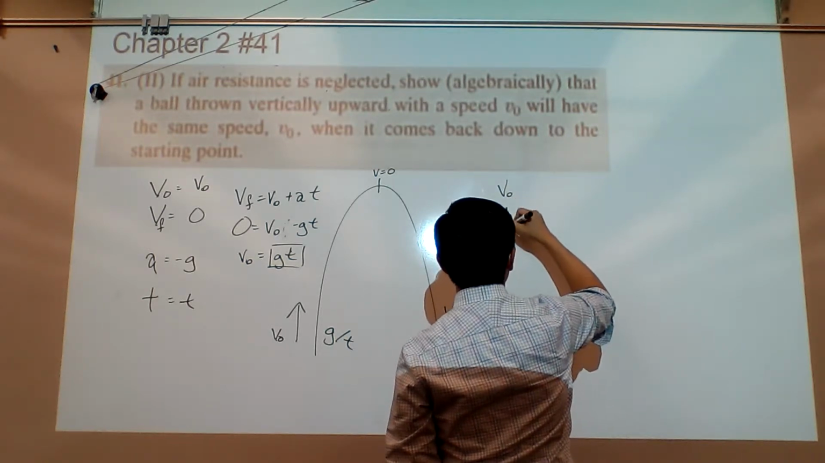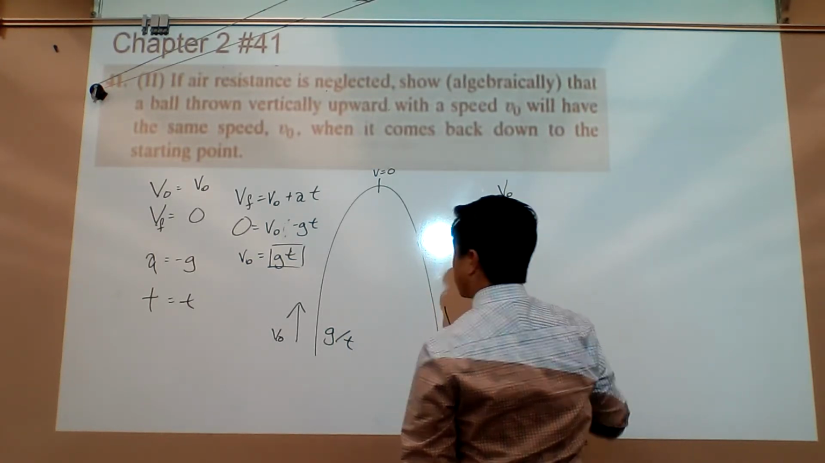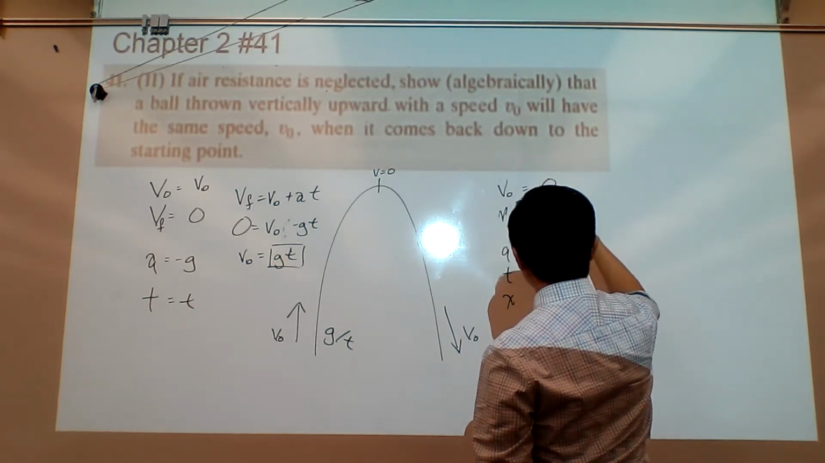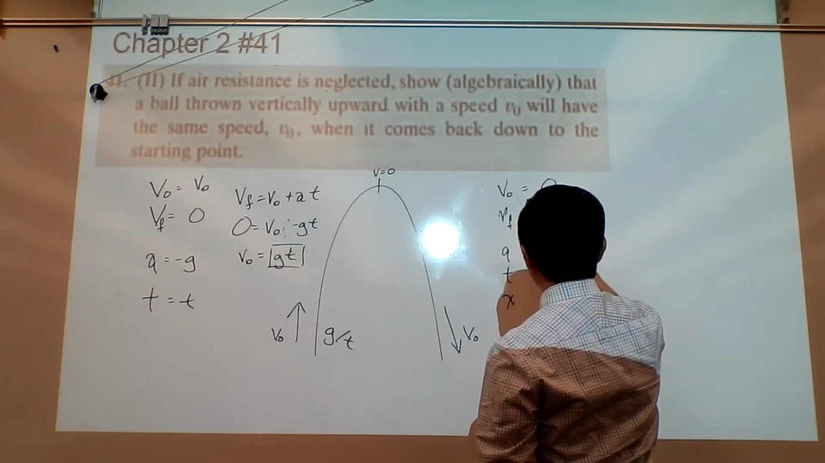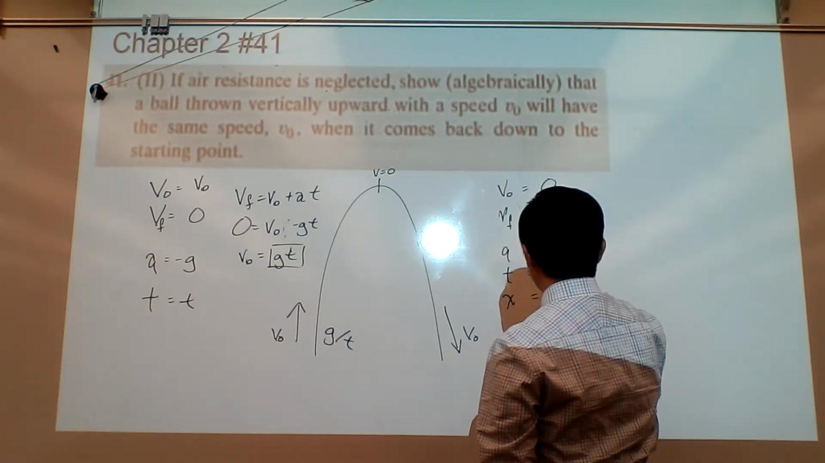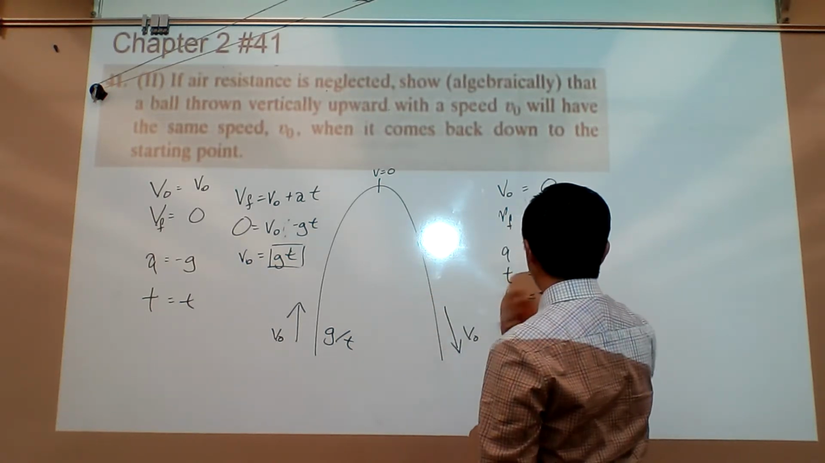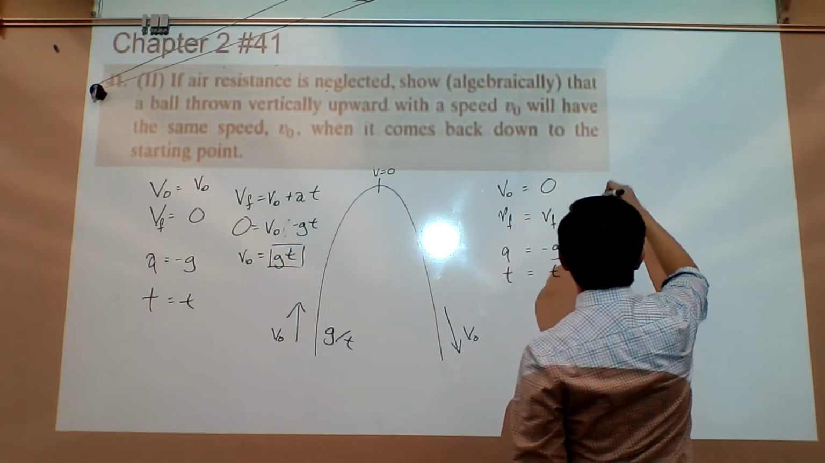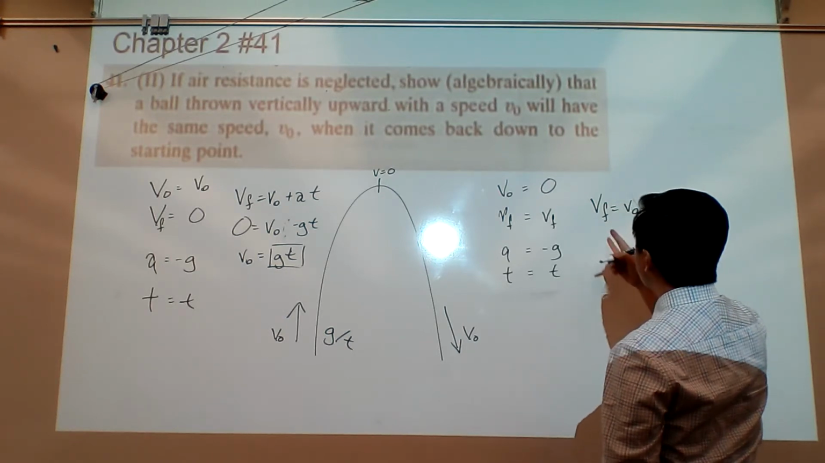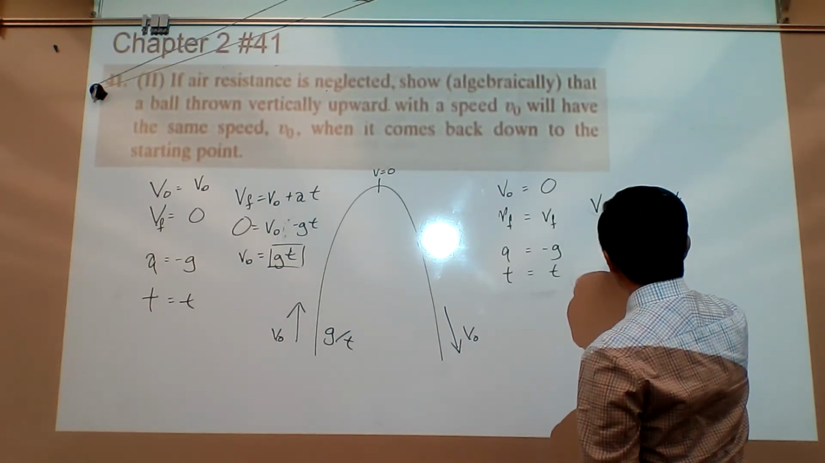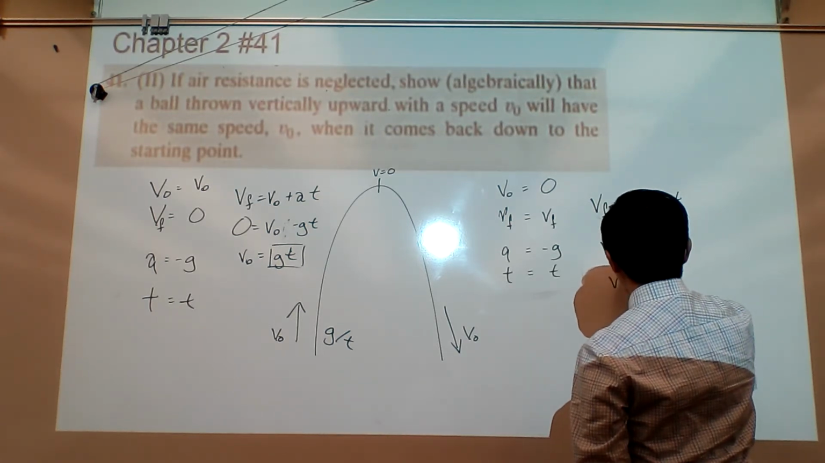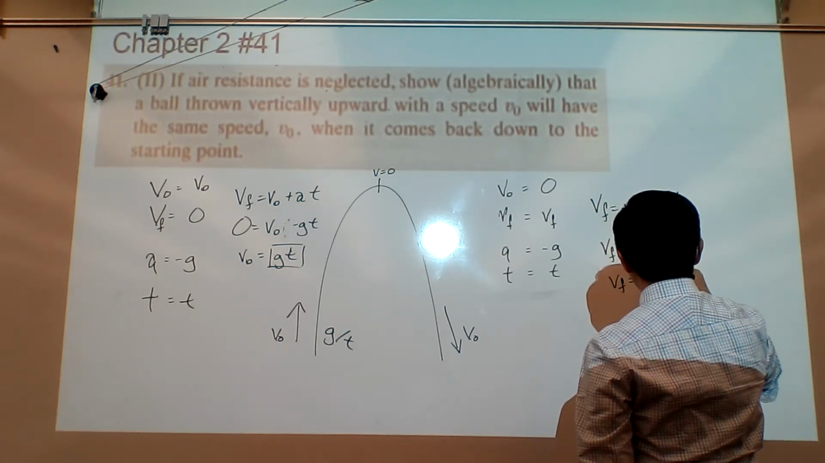V naught, VF, A, T, X. V initial this time is now 0. V final is the thing that we want to know. A is yet again negative G. T is equal to T. X, we don't care because we're using that equation again. So again, VF is equal to V naught plus AT. We now know that V naught is 0. So VF is equal to 0 plus AT, or VF is equal to negative GT.